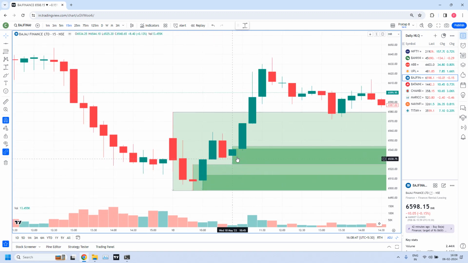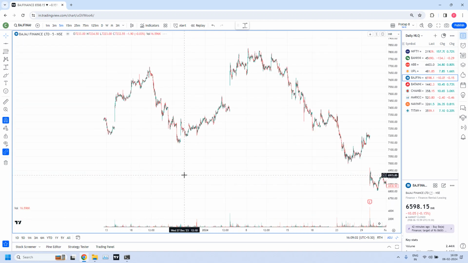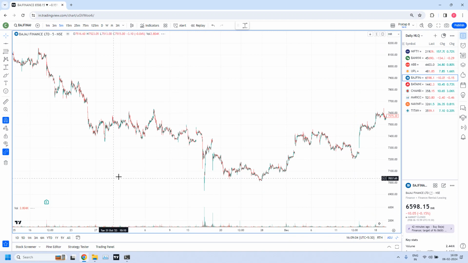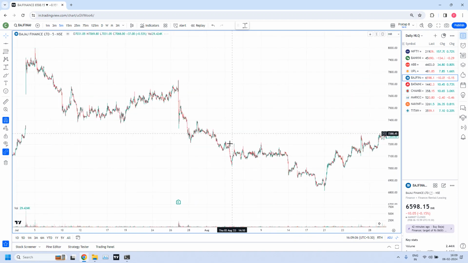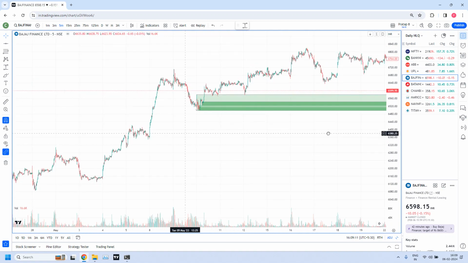So that means these two zones are having a very good 15, but that is not enough. Inside the 15, we should find very good 5 minute zones. That's why I'm changing the time frame to 5 minutes. Inside the 15, we will fine tune whether there are any 5 minute zones. If the 5 minute zones are good, we can plan the trade. That is how we do every day.